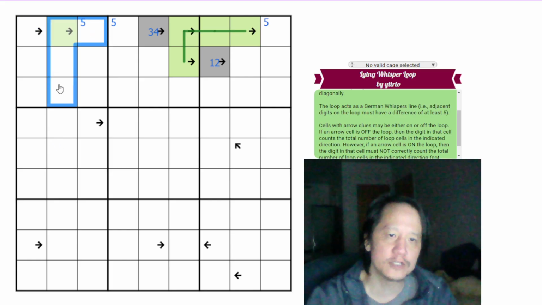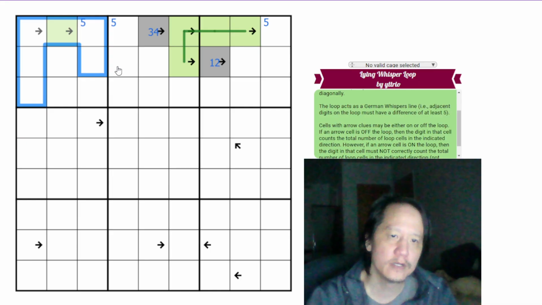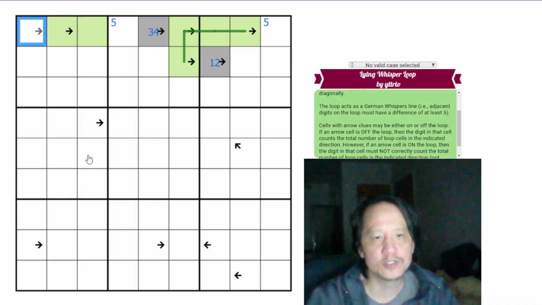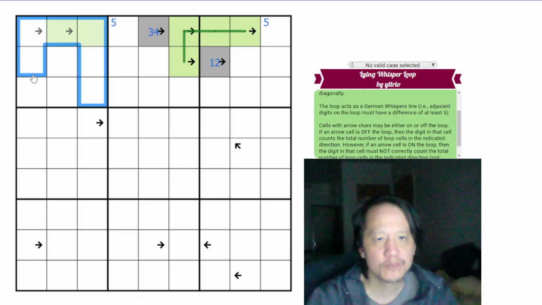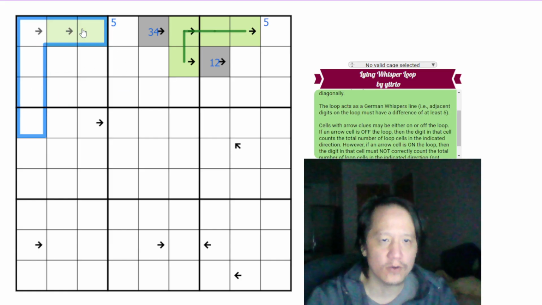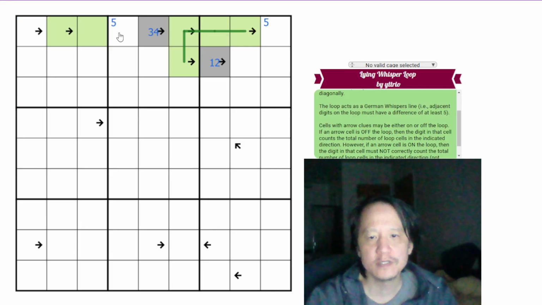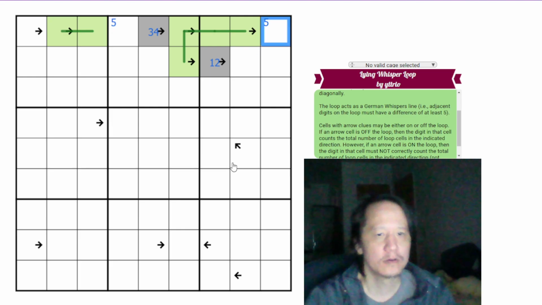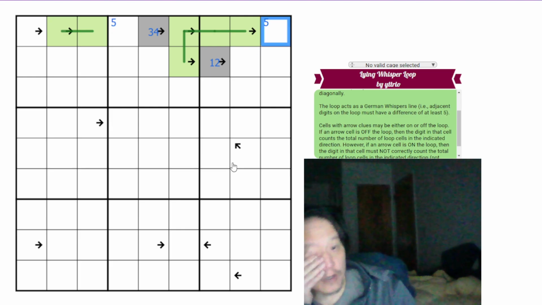So it could just enter this way. It could enter this way. So this one also has to be green, right? Because if it does go to this one, it has to enter this way. If it goes here, it has to enter this way. It can't go here and exit. Well, basically it has to enter this one. So this is connected. So 5 is either here or here. Okay.